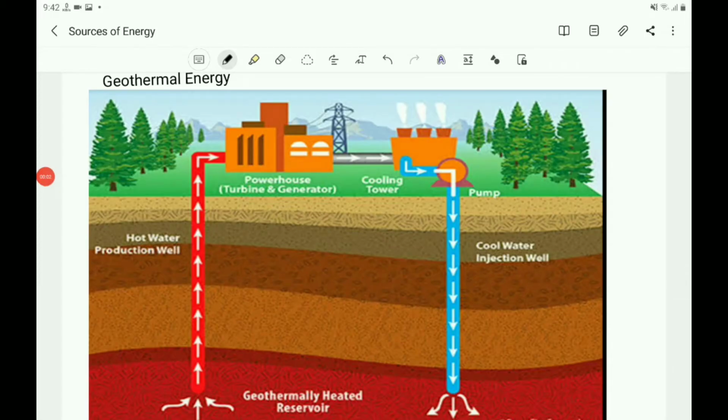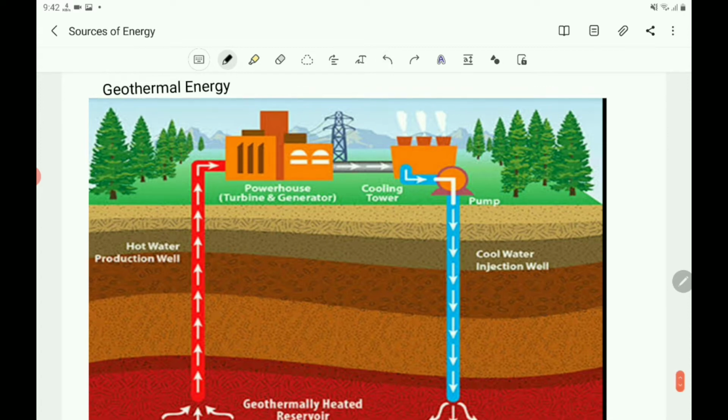Children, let us continue the chapter Sources of Energy. Now let us discuss one of the sources of energy, geothermal energy. Then what is geothermal energy?